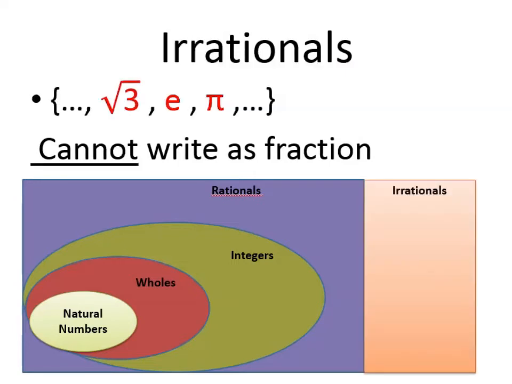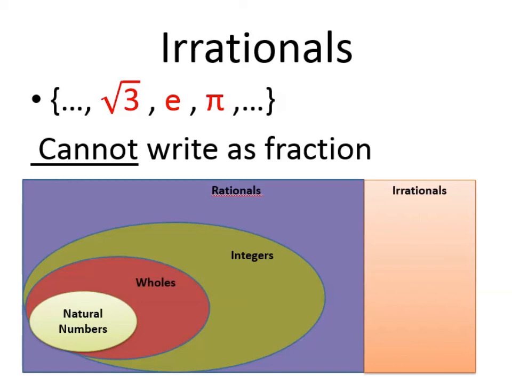The fifth group is irrational numbers, and irrational numbers include numbers that cannot be written as a fraction. An example would be radical 3. If we put radical 3 into the calculator, we end up with a decimal number that does not terminate, which means that radical 3 is an irrational number. Pi is a number that we can put into the calculator and we end up with a decimal that does not terminate. And in this case, pi is an irrational number.